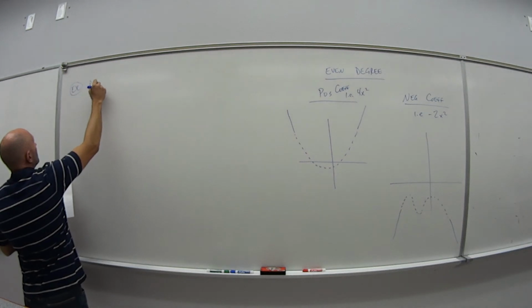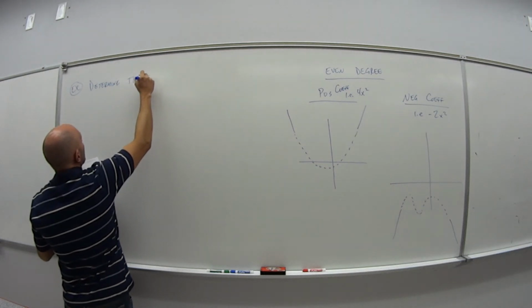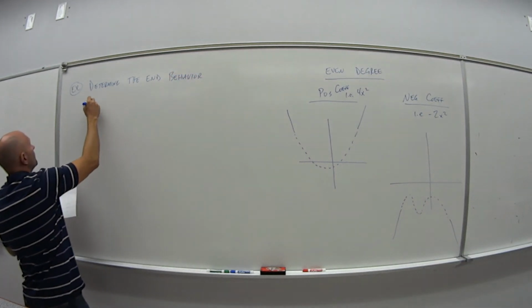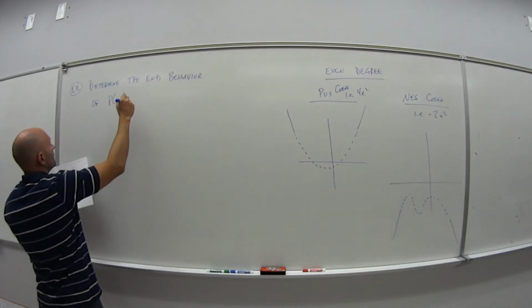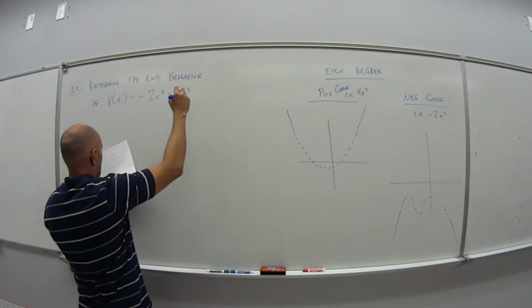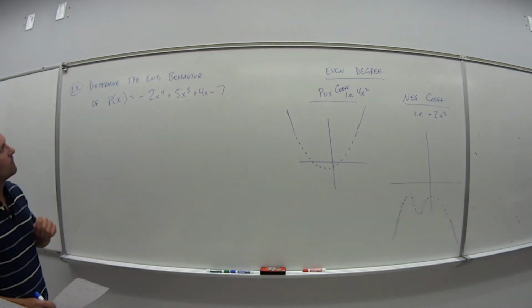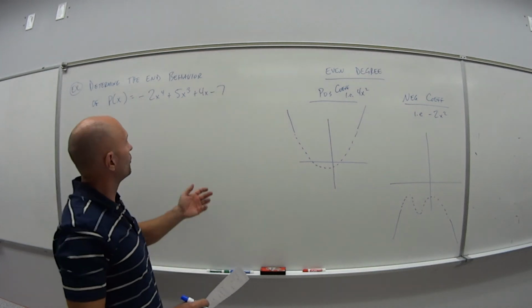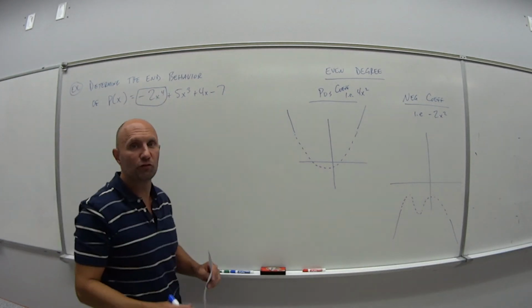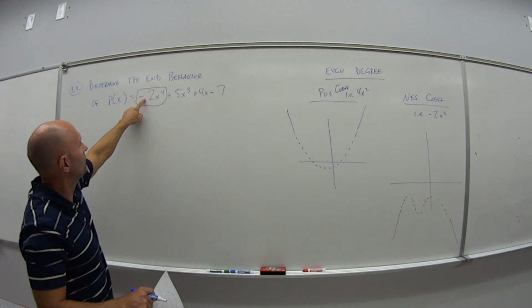So determine the end behavior of the polynomial negative 2x to the fourth plus 5x to the third plus 4x minus 7. So I have to first determine the highest degree. That's x to the fourth. So this is really the only piece I'm concerned with in terms of the end behavior. I don't care about any of this. It can be anything. It doesn't matter. It has zero effect on the end behavior. This is the only one I'm concerned with.